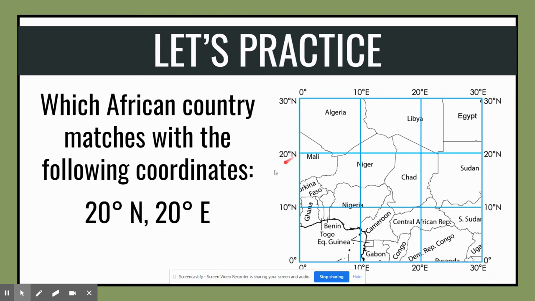Okay, we're going to try the next one. This is 20 degrees north and 20 degrees east. On the last one, we were at 20 degrees north, but 0 degrees. So we're at 20 degrees north, but we want to go to the right until we reach 20 degrees east.